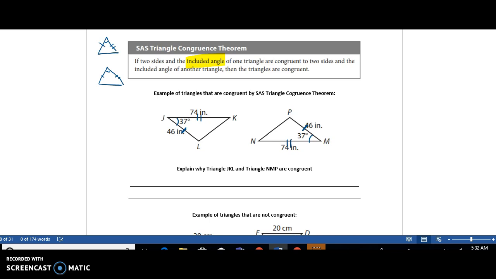Explain why triangle JKL and triangle NMP are congruent. Because JL is congruent to PM, JK is congruent to NM, and angle J is congruent to angle M, and they are included angles.